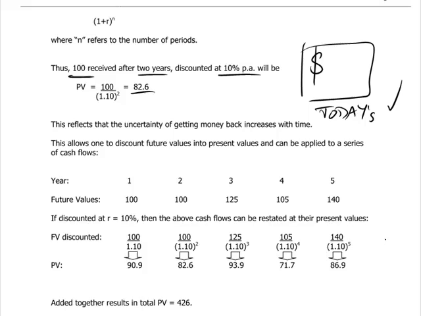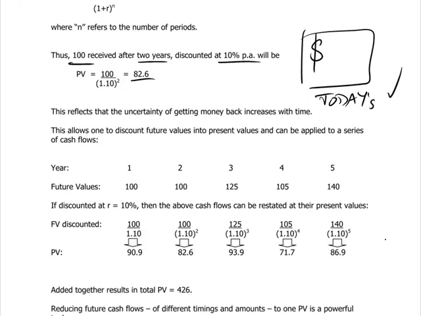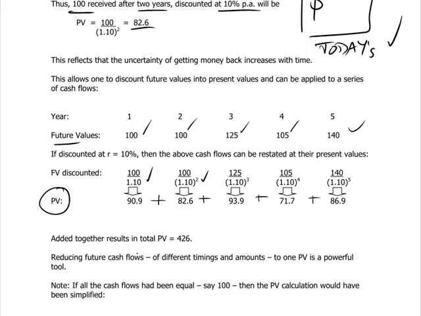Here's another calculation made for a string of cash flows. We can see here that the cash flows in the future values: $100, goes up to 125, then goes down to 105, and then finishes up at 140. Here's the discounting process, adjusted for the number of years for when each cash flow takes place. The present value is simply the addition of all of these individual cash flows expressed in today's terms. The reader can verify that the present value, therefore, of these cash flows discounted at 10% is 426.